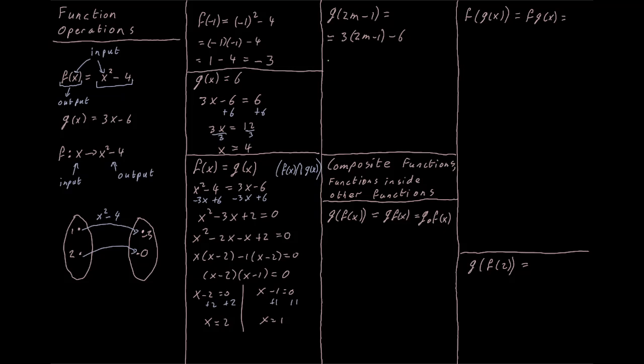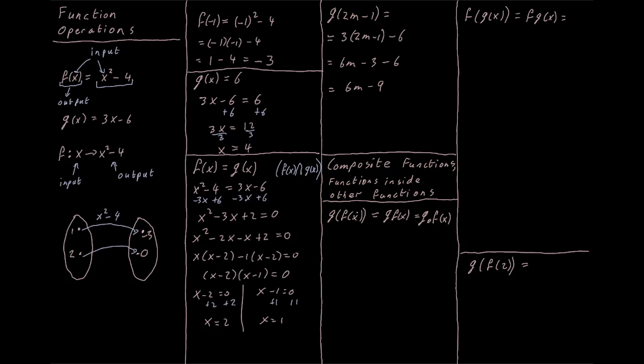Now you just tidy this up. So we have three groups of this, so you'd end up with 6m minus 3 minus 6, so you'd end up with 6m minus 9. So that's when we put input 2m minus 1 into our g of x function, that's going to be the output of that function. Now this kind of looks like a function unto itself, and that leads on to what we call composite functions.